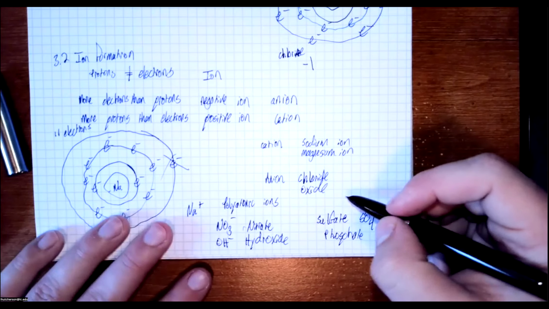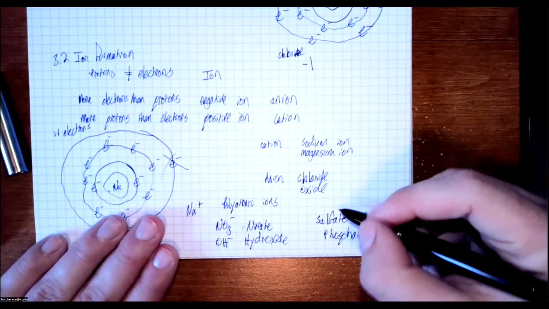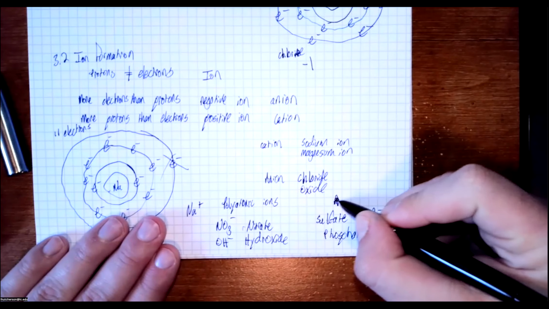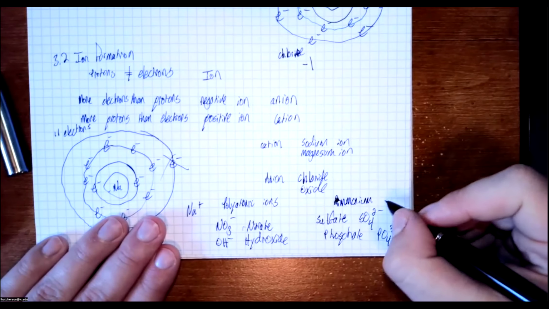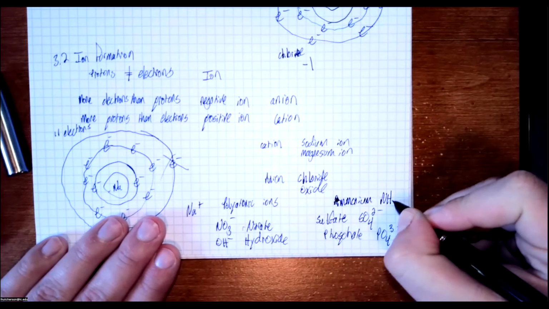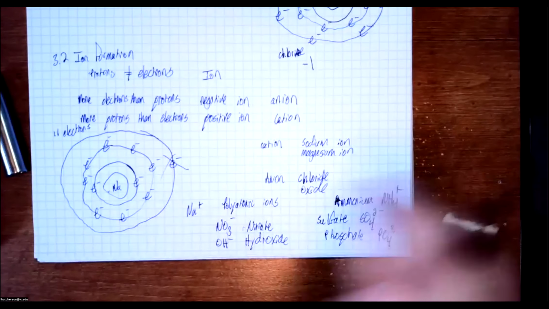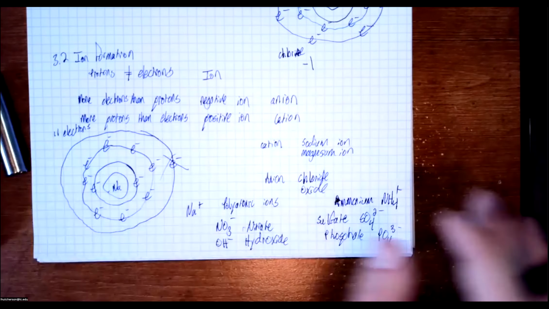All right. Then our other one that we need to know is ammonium. This is our only polyatomic cation that we care about, NH4+, right? Know those.